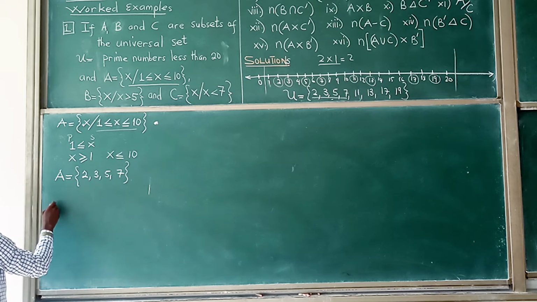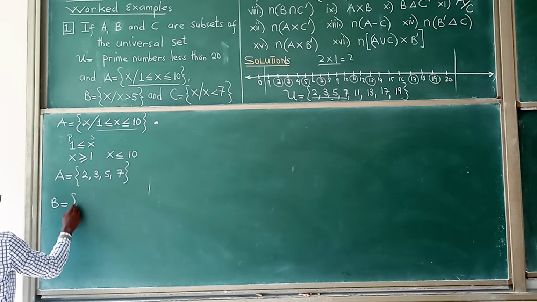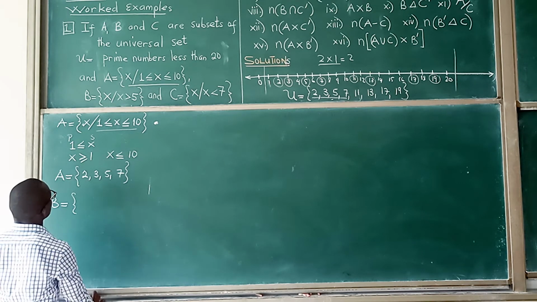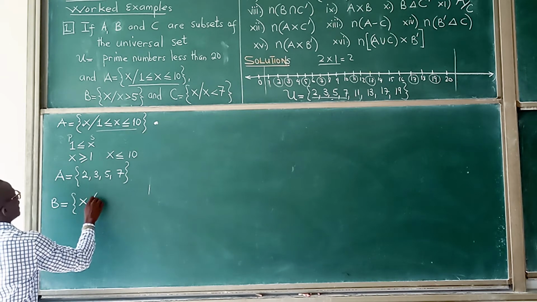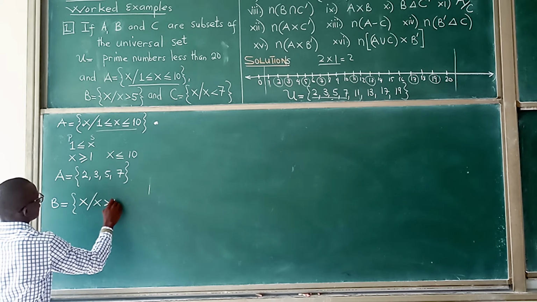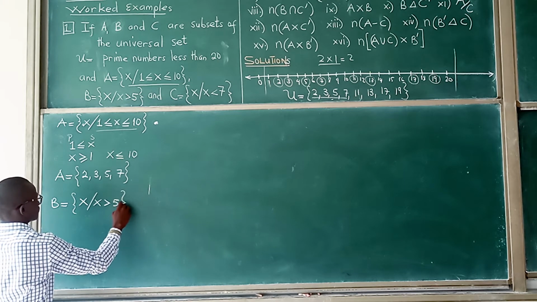So we look at set B. Set B says all x such that x is greater than 5.